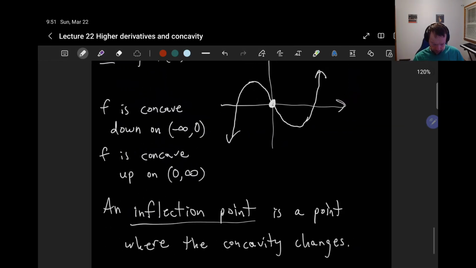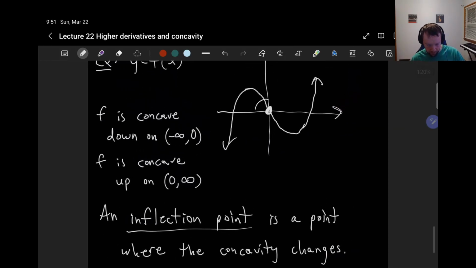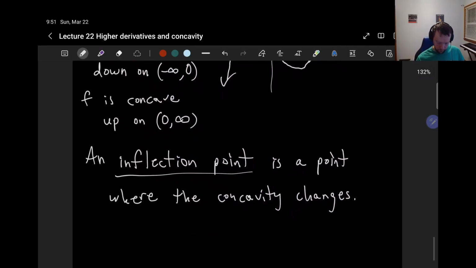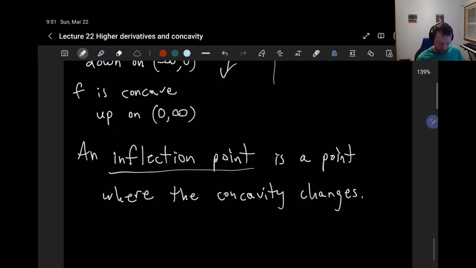All right, let's zoom out a little bit. So in this example, the origin is the inflection point because on the left side of it, my graph is concave down, but on the right side of it, my graph is concave up. So because of that switch, that's an inflection point.